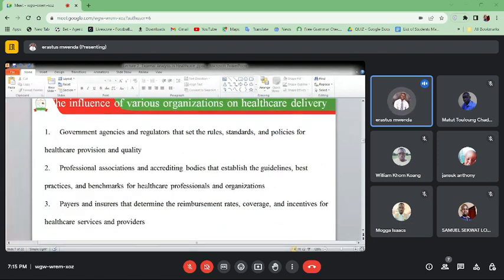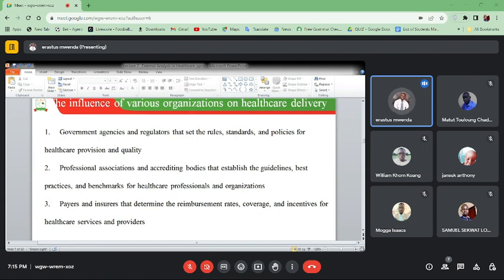Now, we have the influence of various organizations on healthcare delivery. How do these organizations affect healthcare delivery? Number one is in relation to government agencies and healthcare regulators. Remember, these ones are very key in terms of setting the rules, the standards, the policies. I had mentioned that when we talked about the political environment. And therefore, we cannot afford to ignore this particular organization, the government.